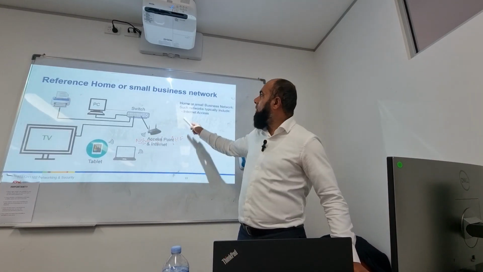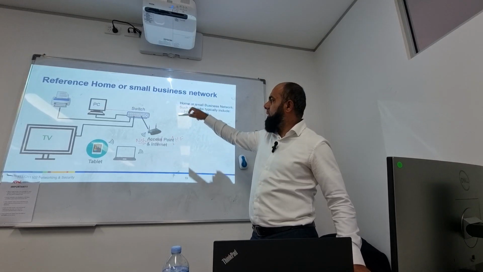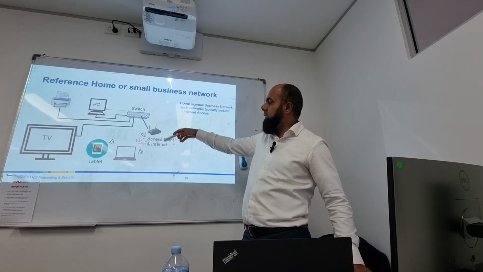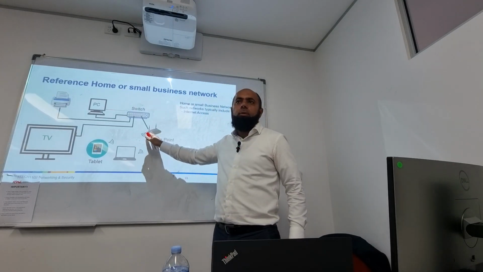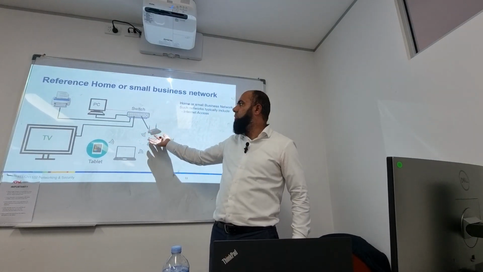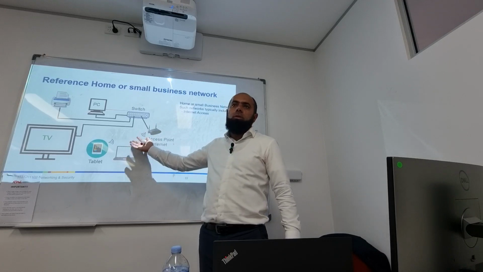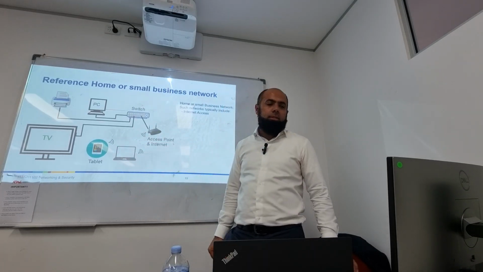So this is again a reference for a small home network. A switch is there connected with the different devices, and they may use Wi-Fi as well. Wi-Fi can act as a switch as well, because with Wi-Fi you are able to connect multiple devices.